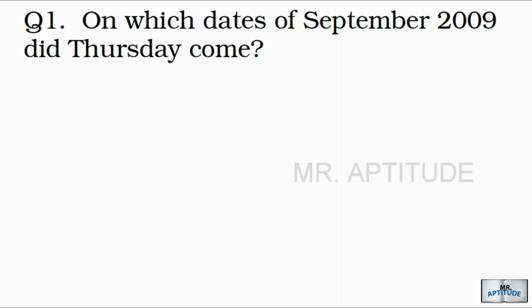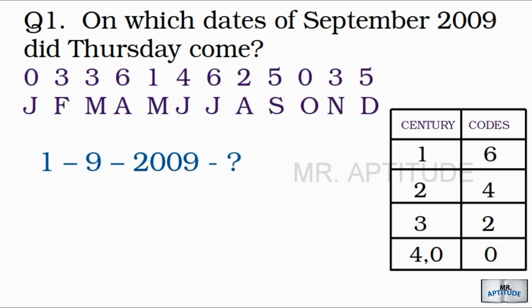How to solve this question? I want you to calculate 1st September 2009. If you are able to say which day of a week it was, based on that, we can find one of the Thursdays. Once we get one of the Thursdays, we can find the remaining Thursdays in the given month. Let us see how. Let us calculate 1st September 2009. In the previous model, we learned calculating the given date.